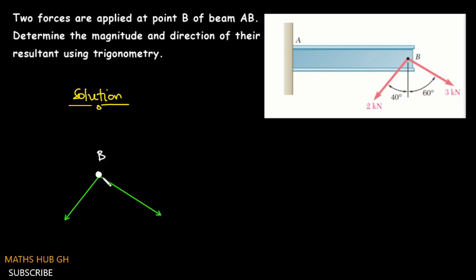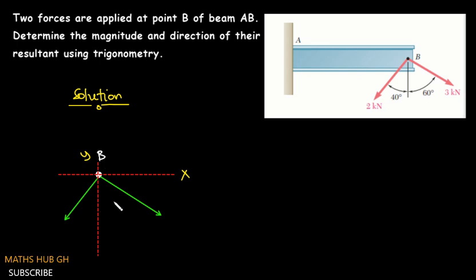So now let me draw the axis. Let me change the color. Let's take this to be the y-axis, and then let's take this to be the x-axis. So this is the x-axis and then this is the y-axis.